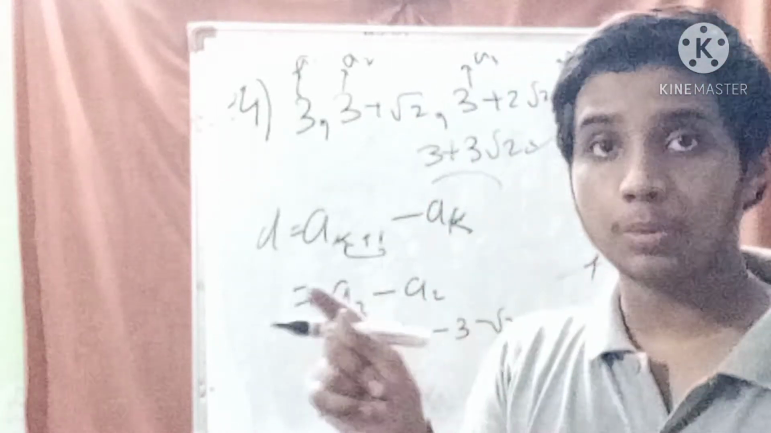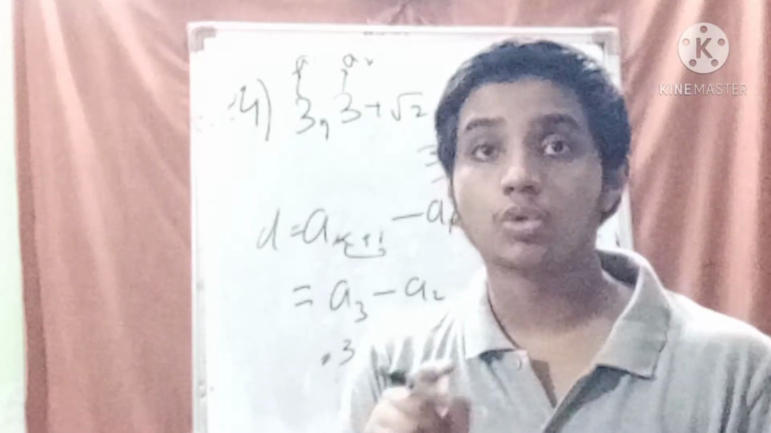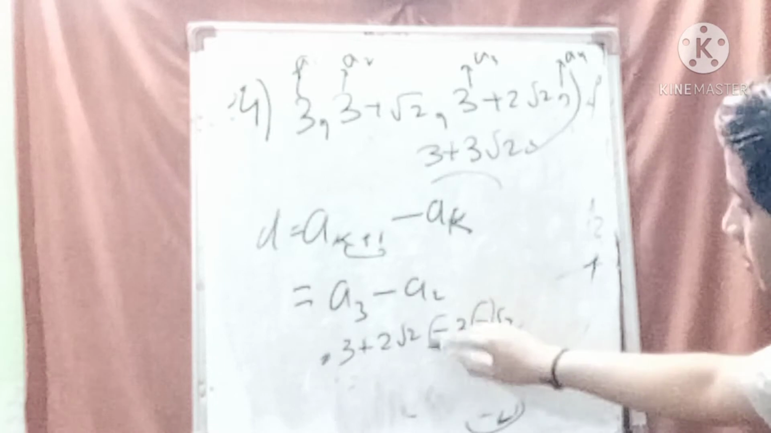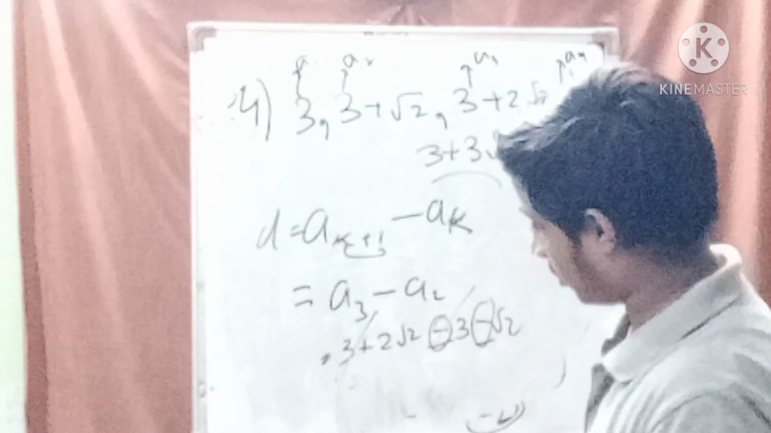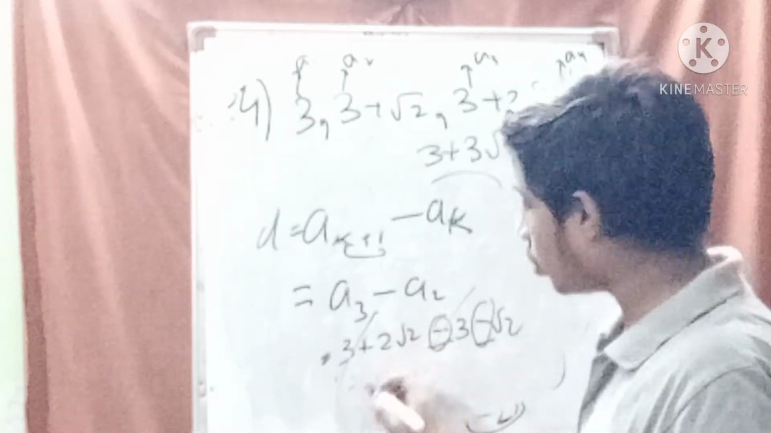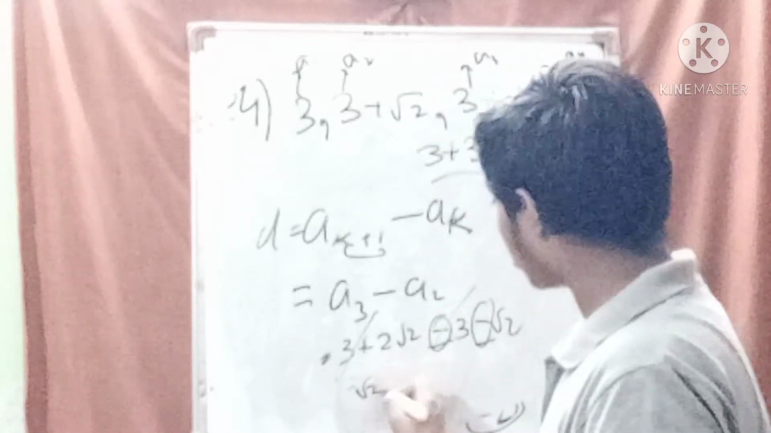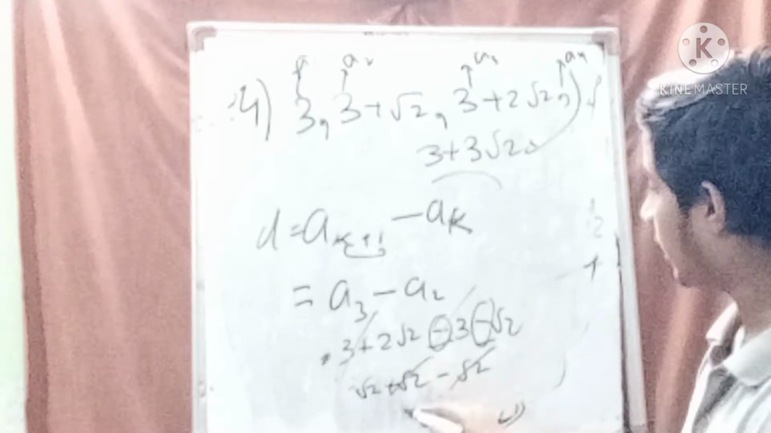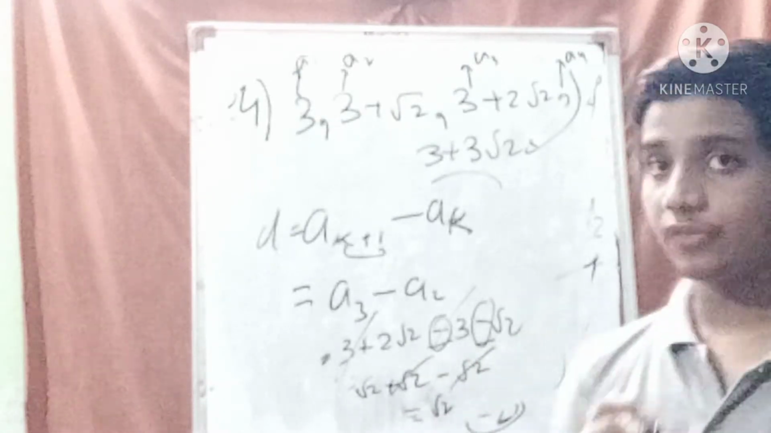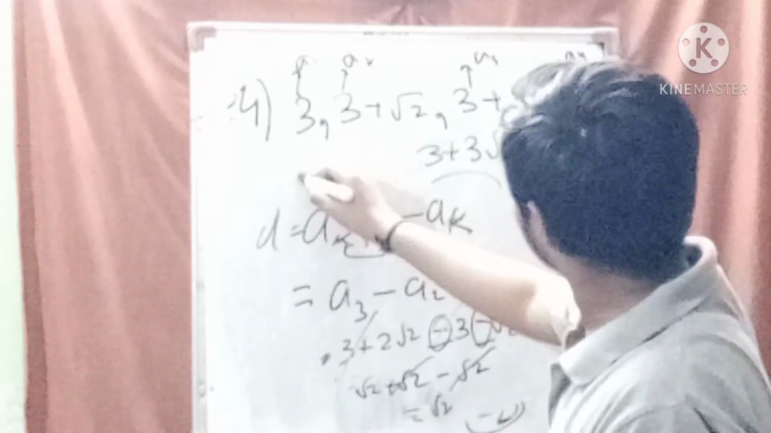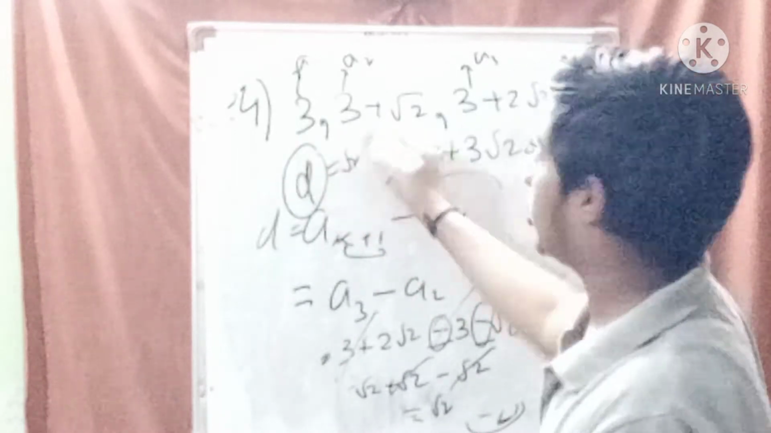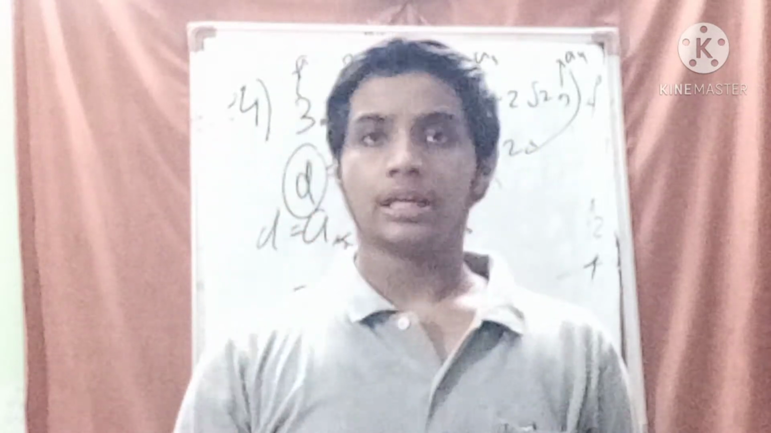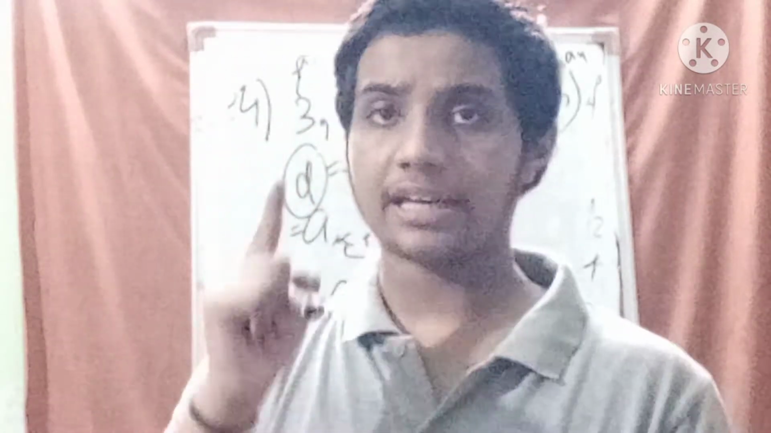3 is distributed over 3 plus root 2. See, it is distributed. Here also it is distributed. So minus 3 cut. 2 root 2 you can also write as root 2 plus root 2 and minus root 2. So 1 root 2 cut, answer is root 2. Hence the common difference is root 2. D is equal to root 2. Many of you would be thinking, D root 2? Yes, D root 2 is possible. D, anything is possible if it is added to a fixed value.